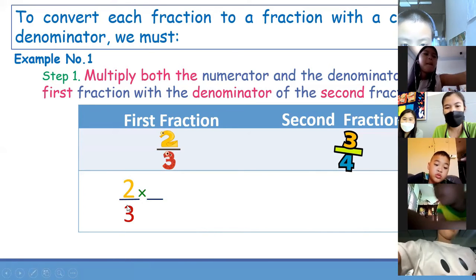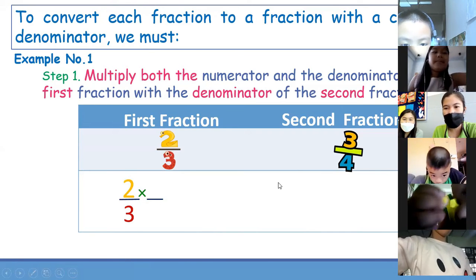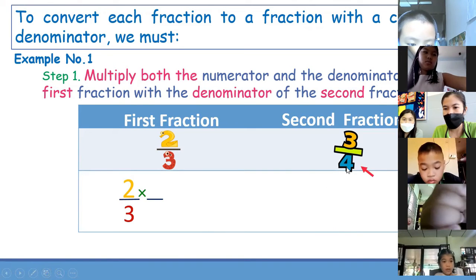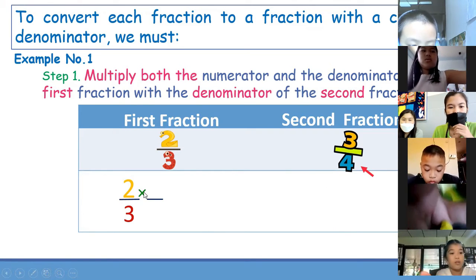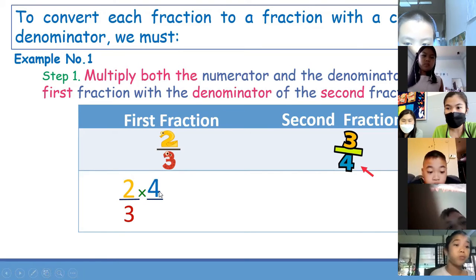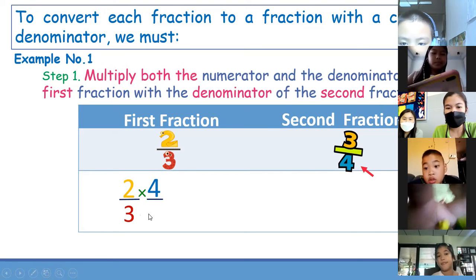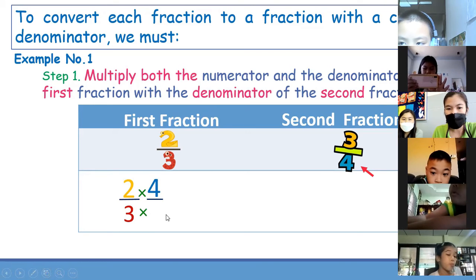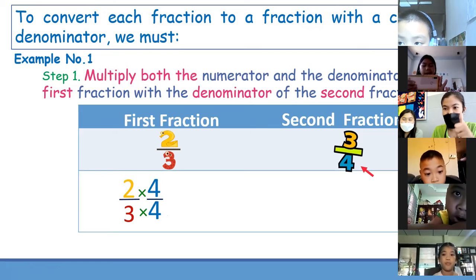Okay, so we have to multiply 2/3 by the denominator of the second fraction, which is 4. So we have to write 2 times 4 for the numerator and also multiply the denominator by 4. Okay, do you understand? That is step 1.